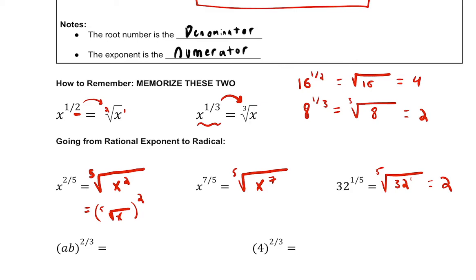We'll keep going. If we had AB to the 2/3, we're going to have AB in parenthesis there. Denominator is the root number and squared. If we had 4 to the 2/3, we would have the cube root of 4 squared. The cube root of 4 squared. Or since it's a real number, we can get a little bit more simple here. We can say 3, the cube root of 16.